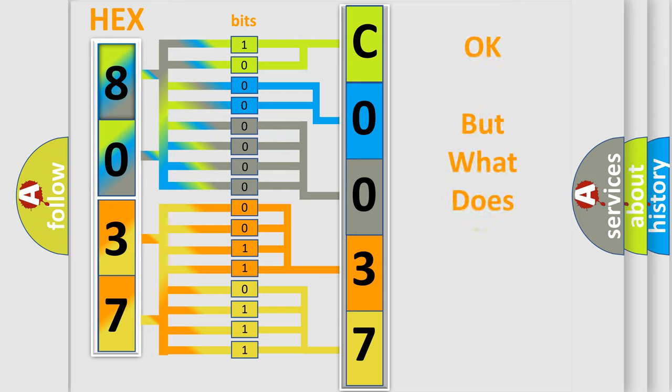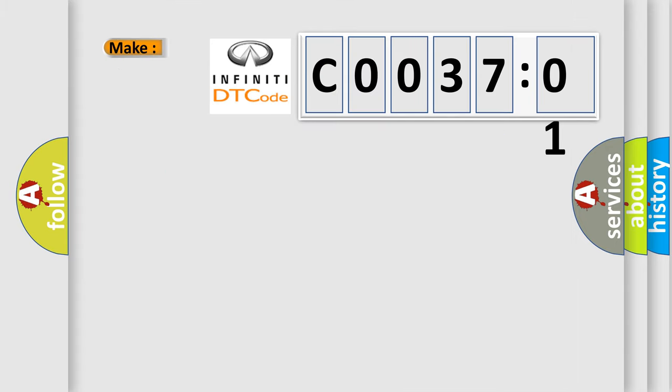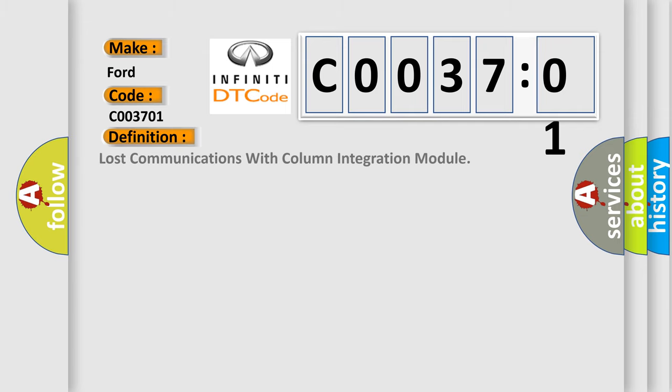The number itself does not make sense to us if we cannot assign information about it to what it actually expresses. So, what does the Diagnostic Trouble Code C0037-01 interpret specifically for Infiniti car manufacturers? The basic definition is lost communications with column integration module.